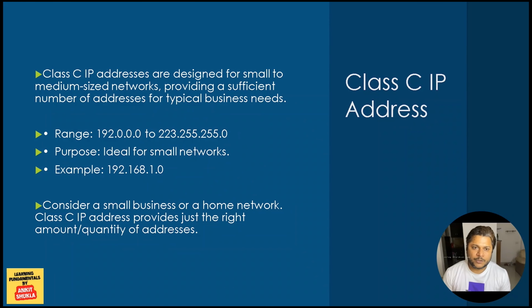All right, now we move on to Class C IP addresses, which are commonly used for small networks like those found in small businesses or home environments. They provide a large number of individual networks with a relatively small number of hosts per network. A Class C IP address has an address range from 192.0.0.0 to 223.255.255.255.